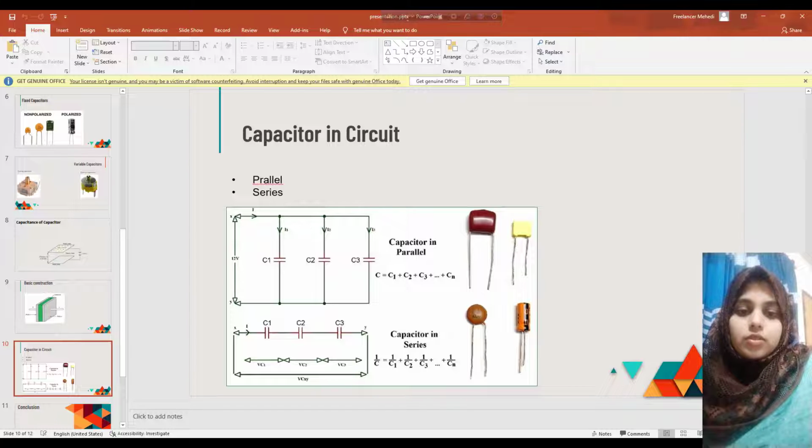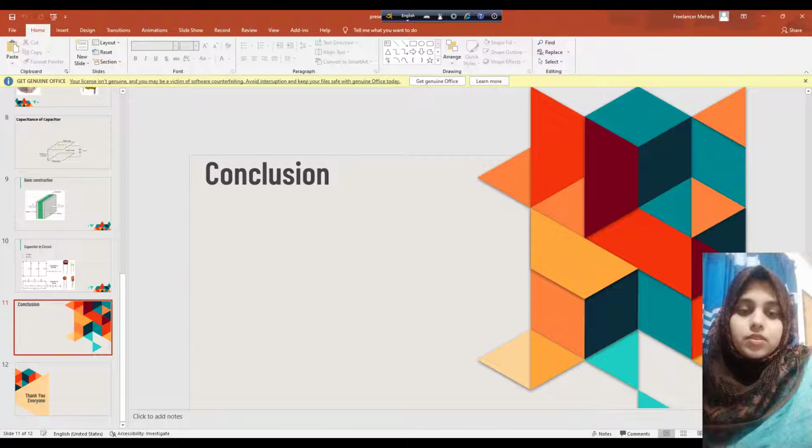Uses of capacitor. Capacitor is used to store electrical energy, block DC input and pass AC output, filters, power factor improvement. In today's presentation, we want to cover some important topics like what capacitors are, basics, construction, uses of capacitors and other important things.